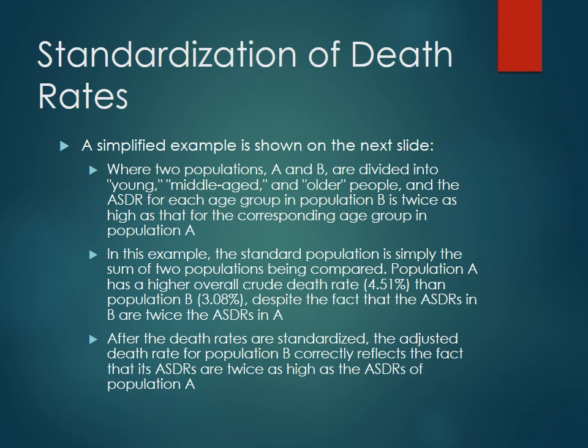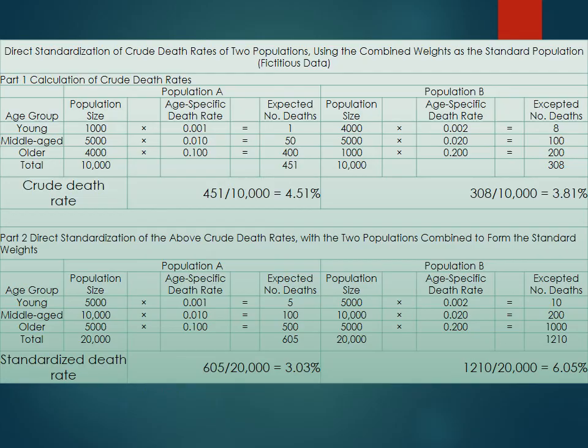In this example, the standard population is simply the sum of the two populations actually being compared. So basically, I added the populations together, and you'll see that population A has a higher overall crude death rate than population B. I'll show you what that looks like in a second. And that's despite the fact that the ASDRs in B are twice as high as the ASDRs in group A. After the death rates are standardized, the adjusted death rate for population B correctly reflects the fact that its ASDRs are twice as high as those of population A. So this looks fun, right?